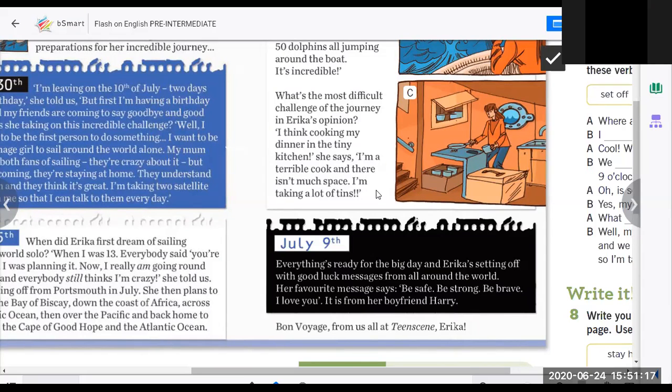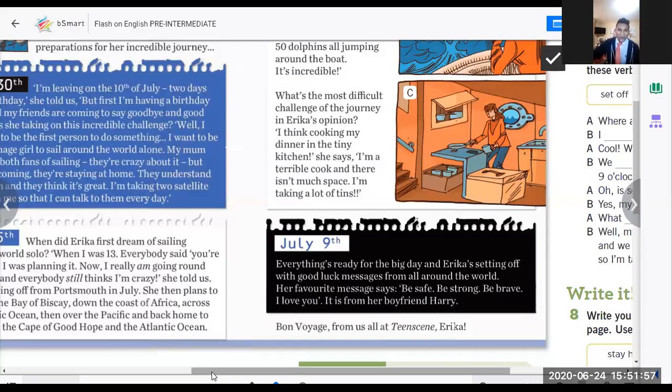What's the most difficult challenge of the journey in Erica's opinion? I think cooking my dinner in the tiny kitchen. I'm a terrible cook and there isn't much space. I'm taking a lot of things. Ready for the big day, and Erica is setting off with good luck messages from all around the world. Her favorite message says: be safe, be strong, be brave, I love you.